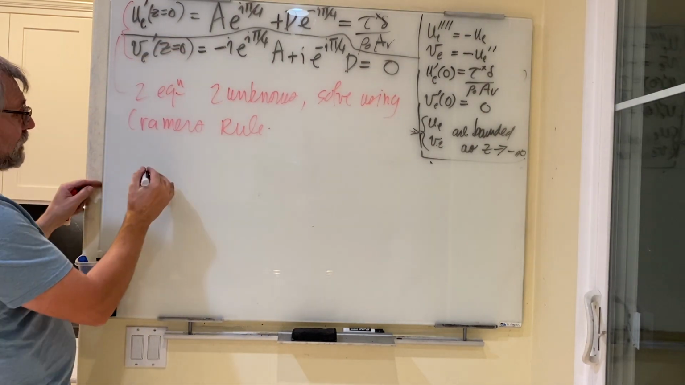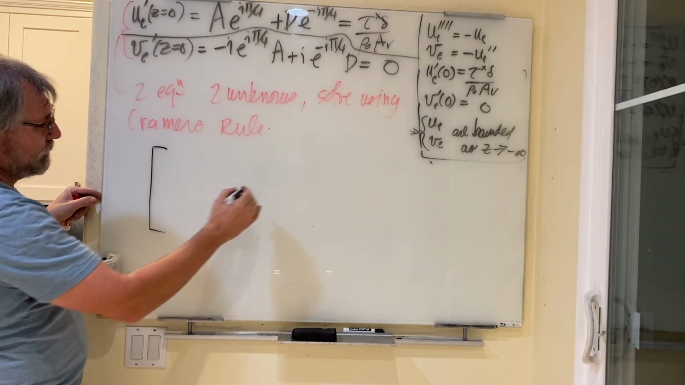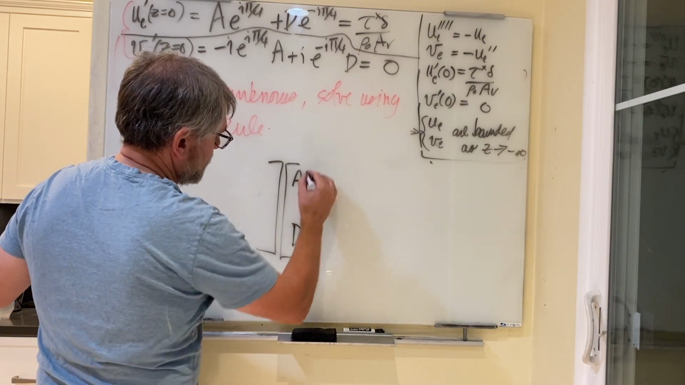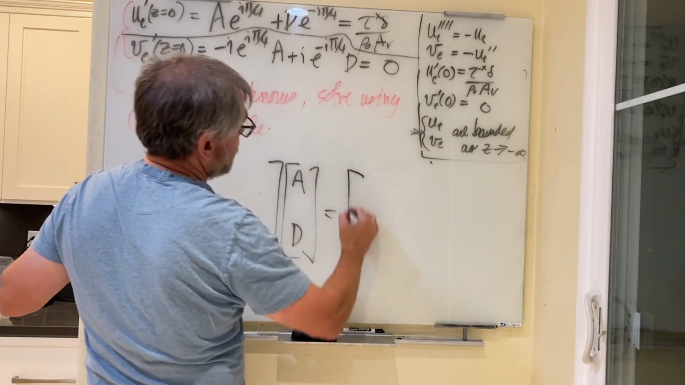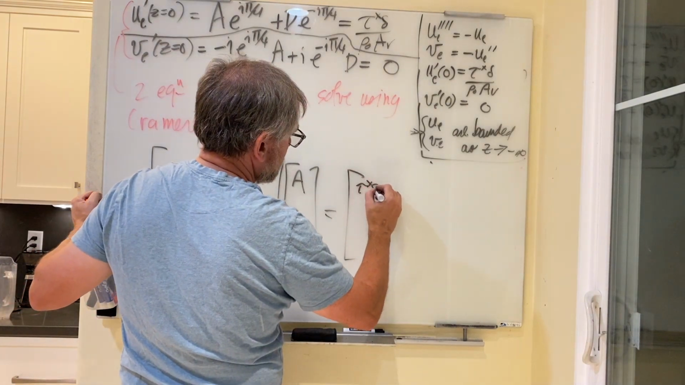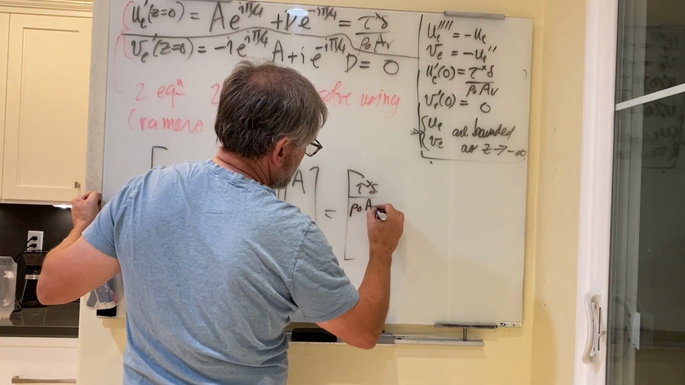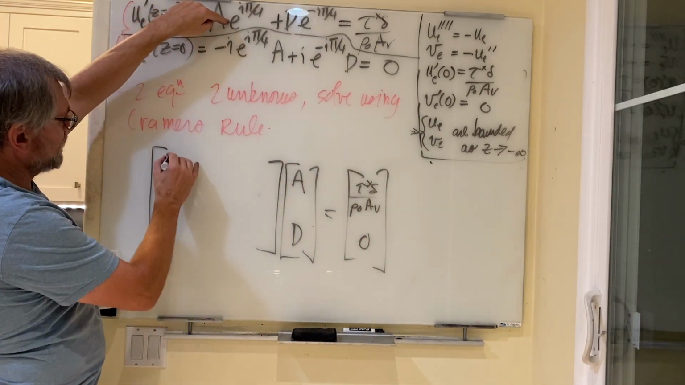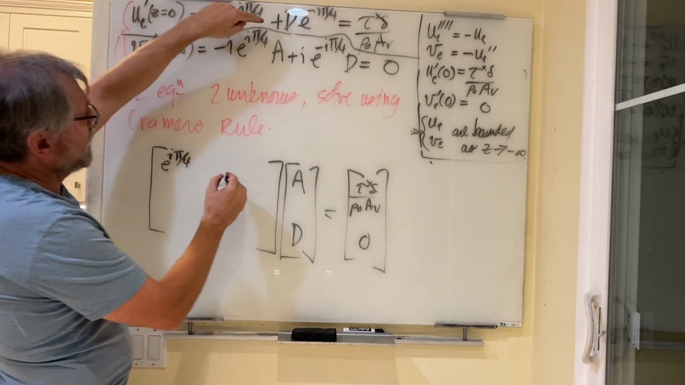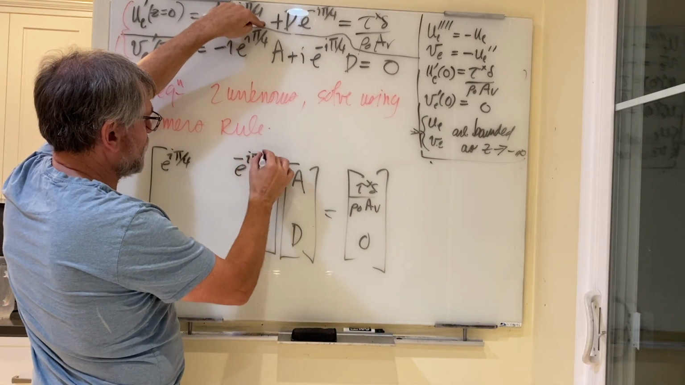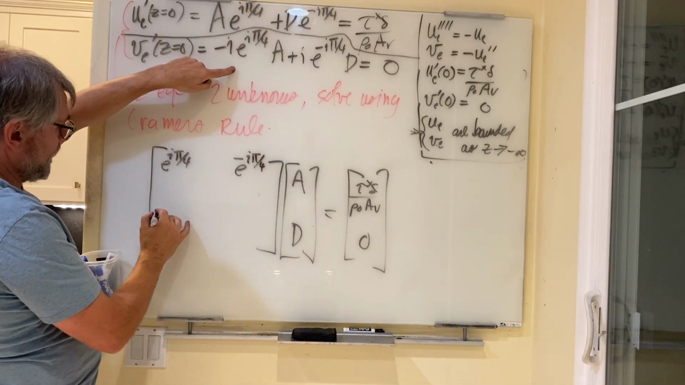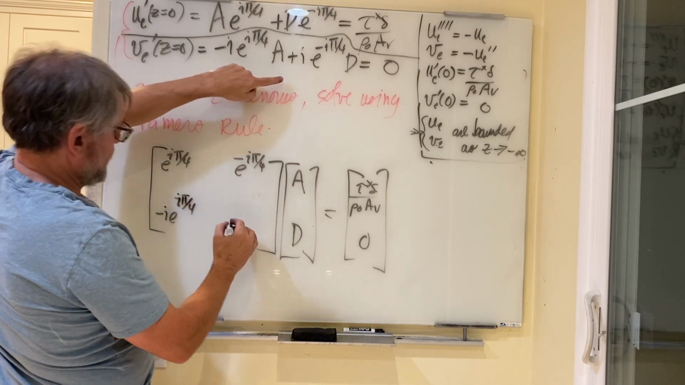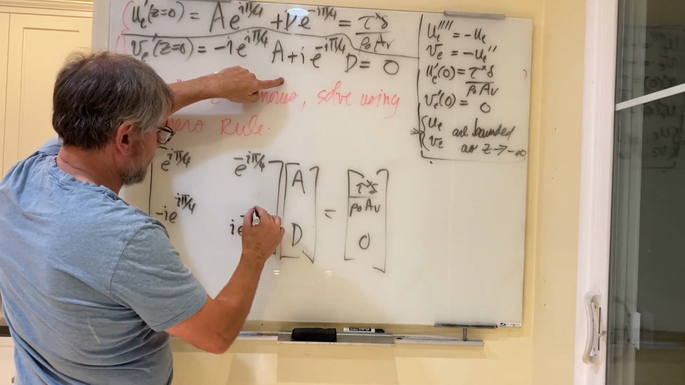So I first write it out in matrix form. So I have a matrix times A and D is equal to the right hand side, which is tau x delta over rho naught AB, 0. And then the coefficients are e to the I pi by 4, e to the minus I pi by 4, minus I e to the plus I pi by 4, and plus I e to the minus I pi by 4.